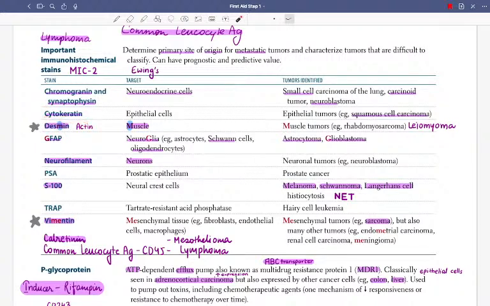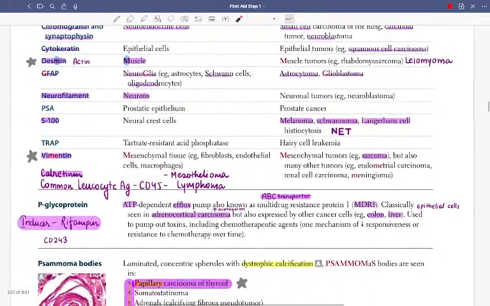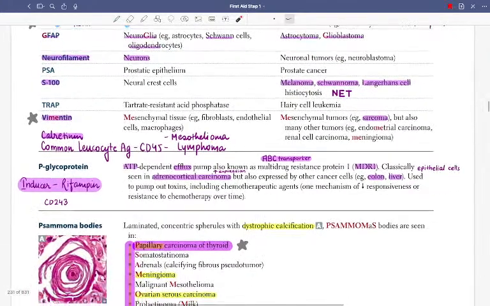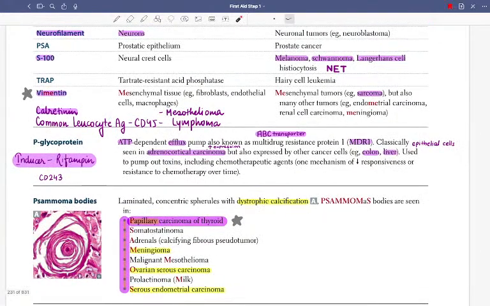Cytokeratin is epithelial cells, squamous cell carcinoma. Desmin is muscle, actin, leiomyoma. GFAP is neuroglia, Schwann cells, oligodendrocytes: astrocytoma and glioblastoma multiforme. Neurofilament is neurons. PSA, prostate specific antigen. S100 is neural crest cell: melanoma, Schwann cell, Langerhans cell histiocytosis, and NET, PNET.